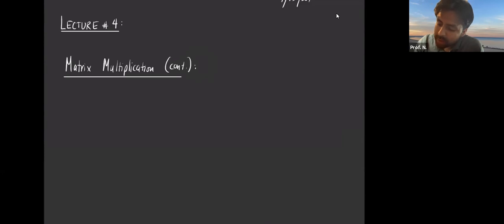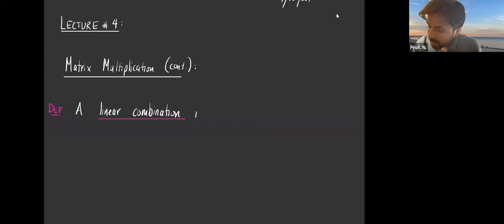So what is a linear combination? This word is going to appear a lot, so let me call this a definition here. A linear combination is a sum of products. That's one way, very bluntly, to put it. It's a sum of products.